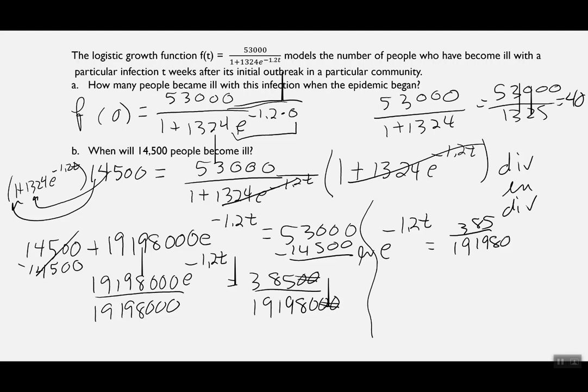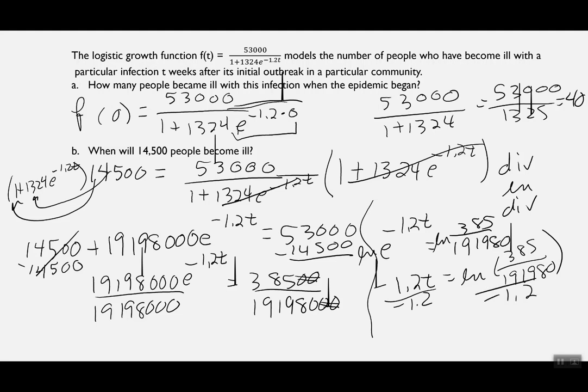I'm going to take the natural log of the left. I'm going to take the natural log of the right. On the left, I'll end up with negative 1.2 t. On the right, I have the natural log of 385 over 19,198,000. Almost to the last step. I divide by negative 1.2, I divide by negative 1.2, and then I grab my calculator.